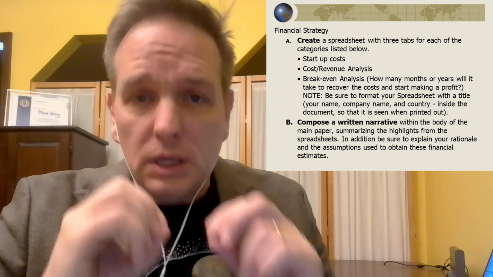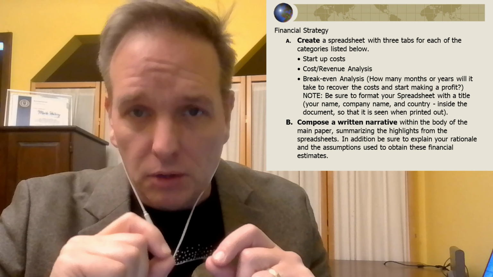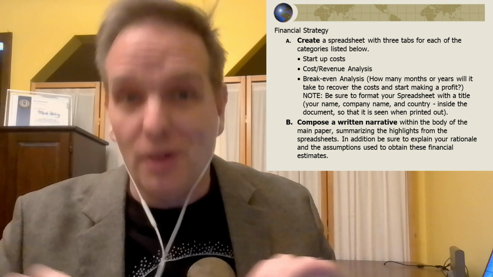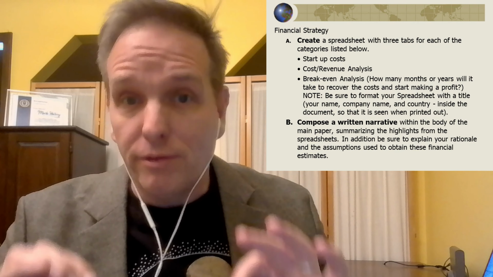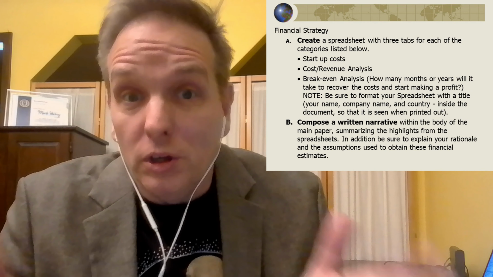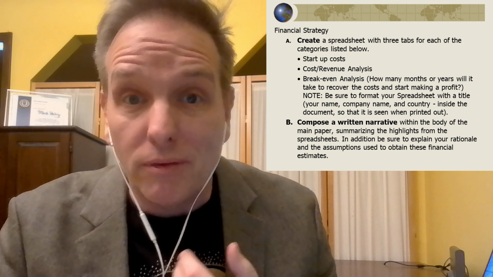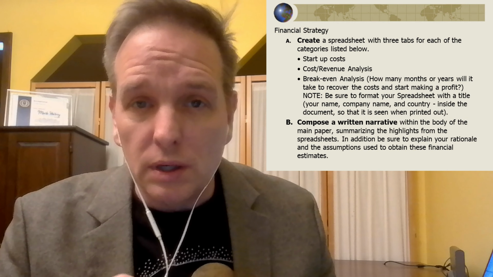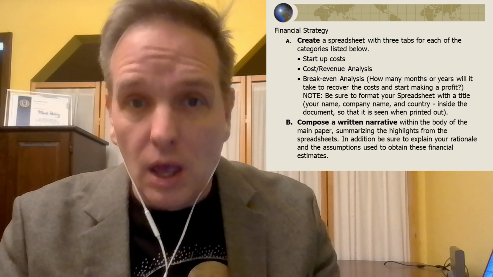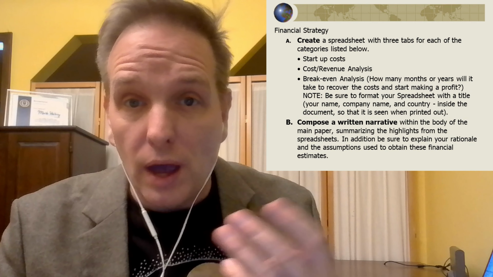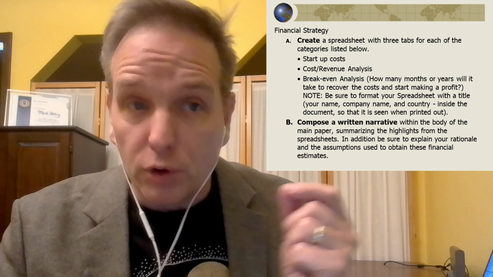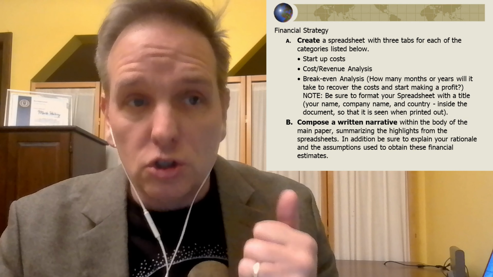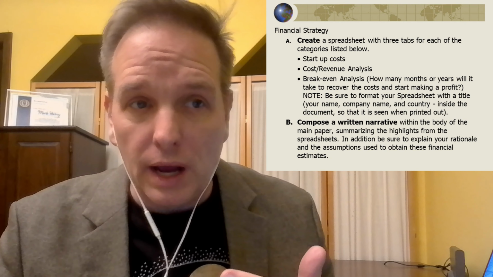That is the piece of the global business plan that will involve the spreadsheet, the numbers, the stuff that's going to hopefully justify the cost and the profit you could potentially make off of your venture. So there's two elements that I want to focus on. The first one is the spreadsheet itself. What I would recommend is that you have 3 tabs, one for each of the categories below. Startup costs, cost revenue analysis, and then a break-even analysis, right?